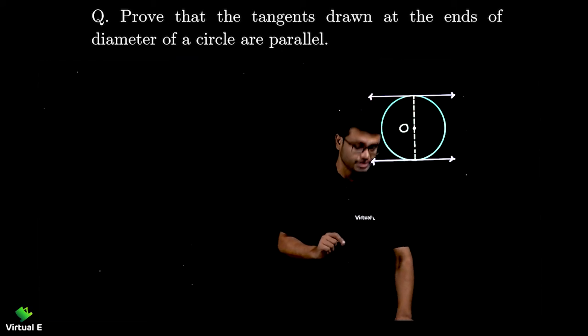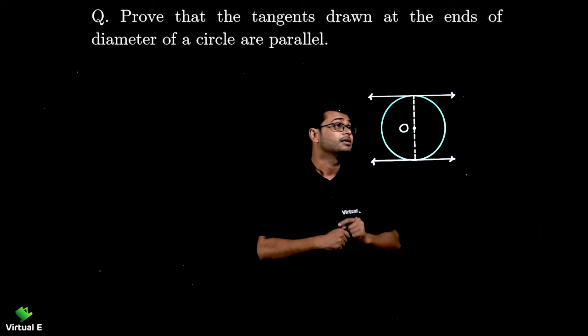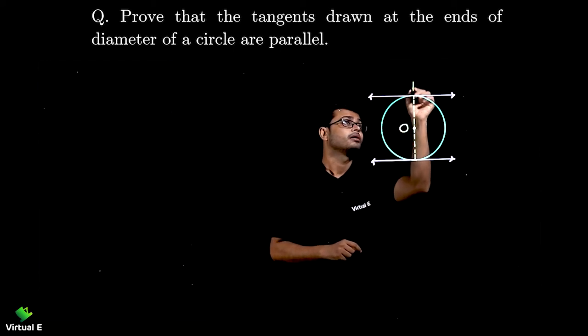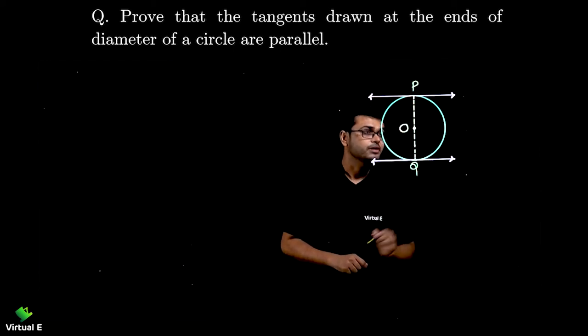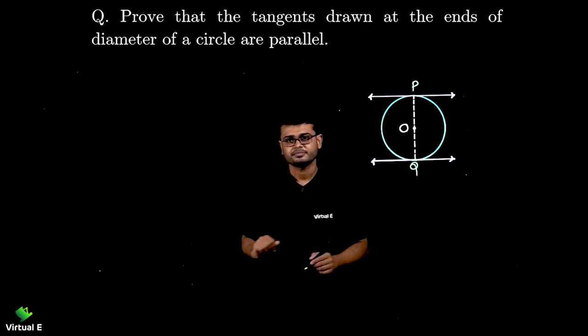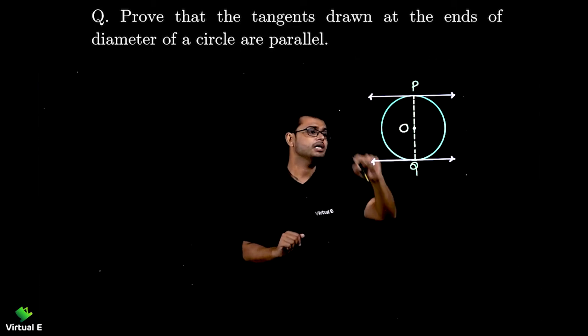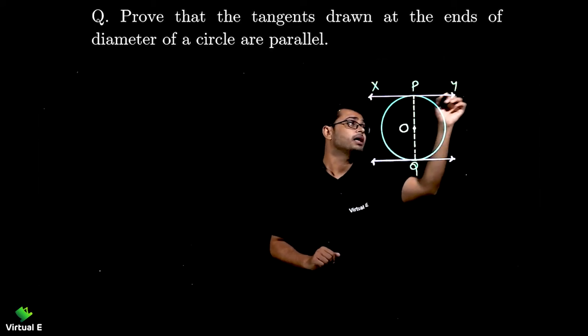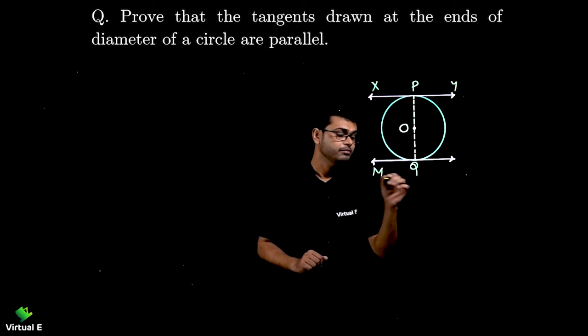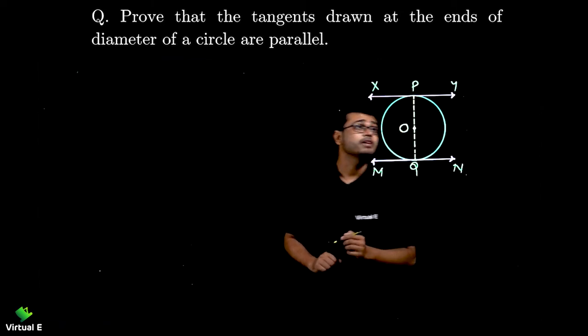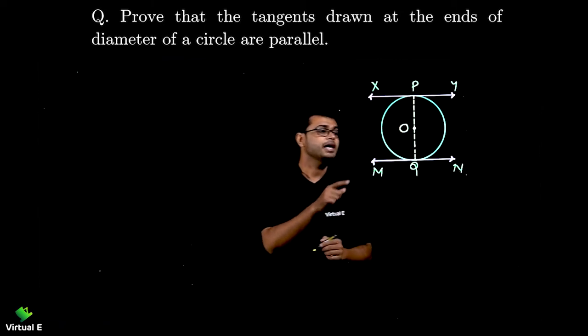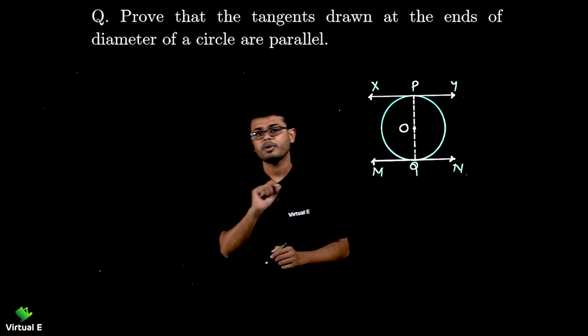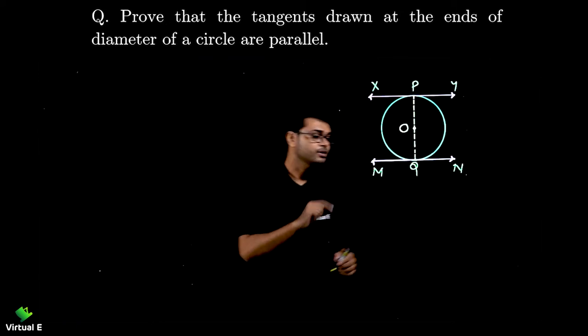So first of all, let's label that. PQ is the diameter, right? O is the center. So this is the tangent at P and at Q. Let's name it here XY and here MN. We need to prove that XY and MN are parallel, not perpendicular, parallel.